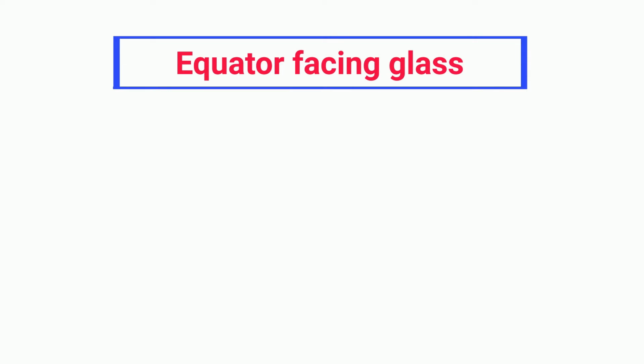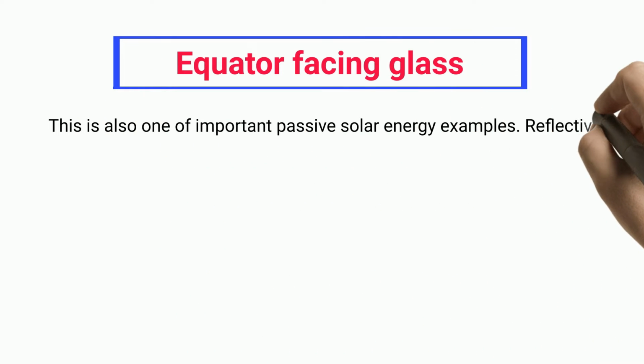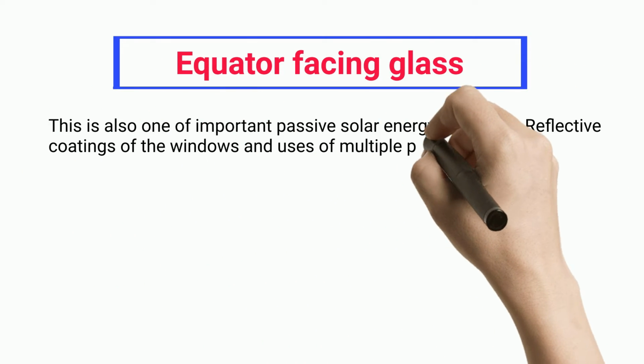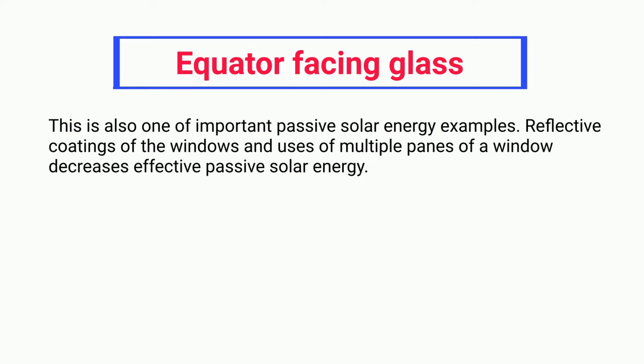Equator-facing glass. This is also one of important passive solar energy examples. Reflective coatings of the windows and uses of multiple panes of a window decreases effective passive solar energy.